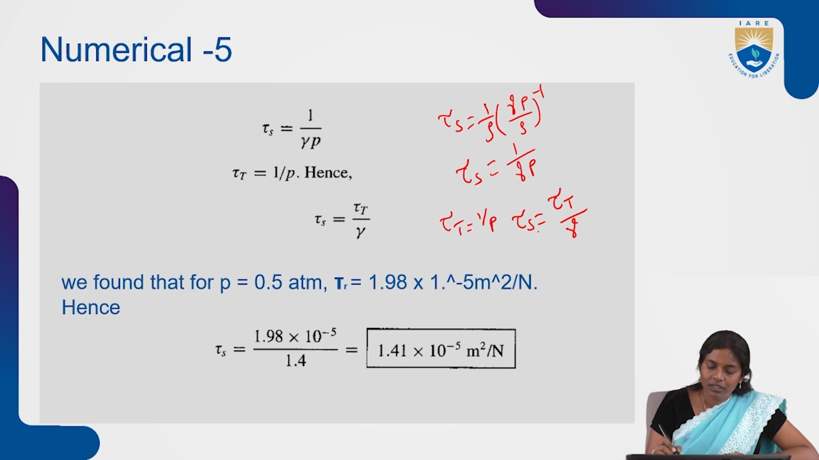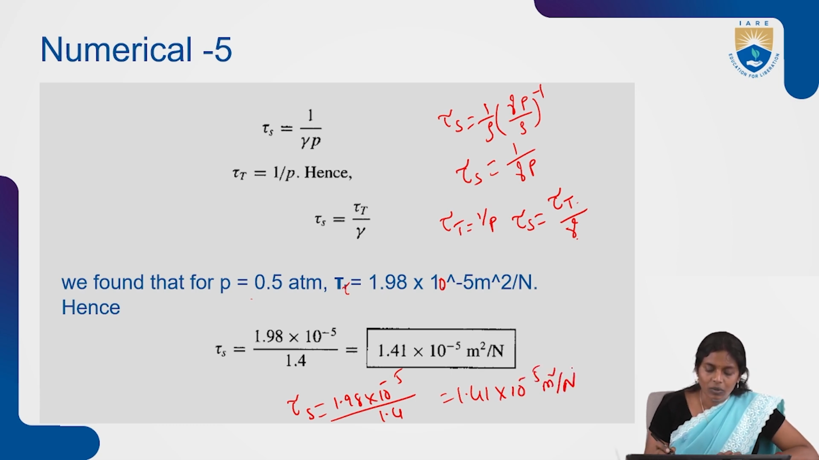So here we can write that tau T, which is there, will change in terms of the gamma variation, right? From what we found for this one, tau T is 1.98 into 10 power minus 5 meter square per Newton. So now from here tau s is equal to 1.98 into 10 power minus 5 divided by gamma, which is nothing but 1.4. So that is 1.41 into 10 power minus 5 meter square per Newton.